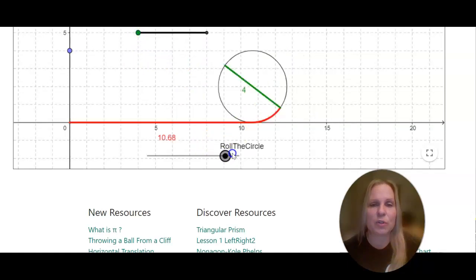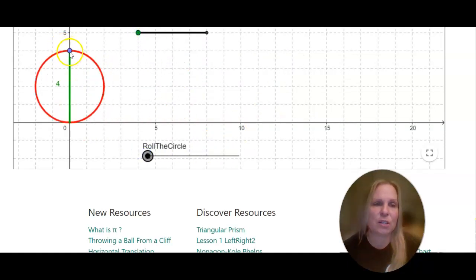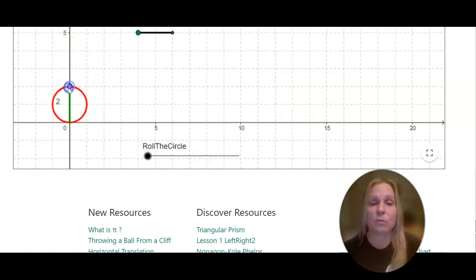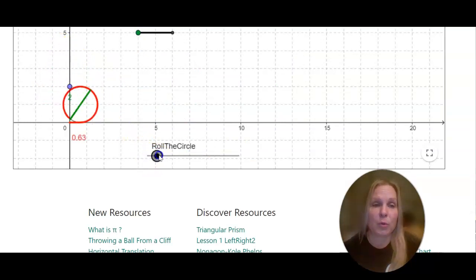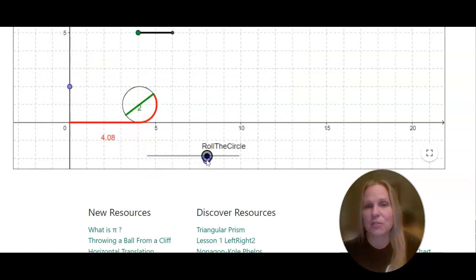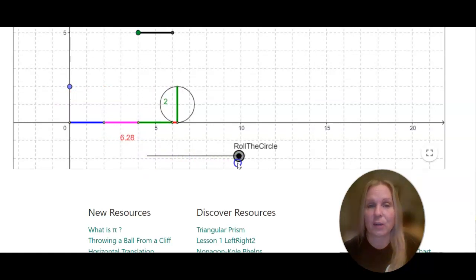So let me roll the circle back again and let me change it. Let's say the diameter is 2. I'm going to unroll the circumference. What I'm doing is flattening out that length that goes around the circle to make it easier to measure. And then I check again. I can take my diameter and I can go 1, 2, 3 times with a little left over.